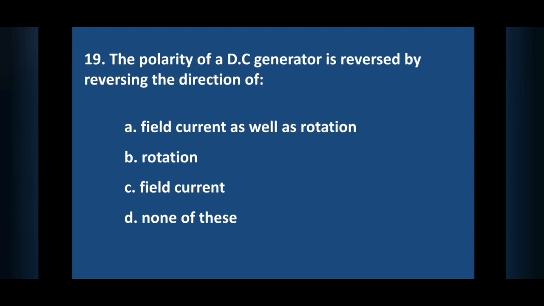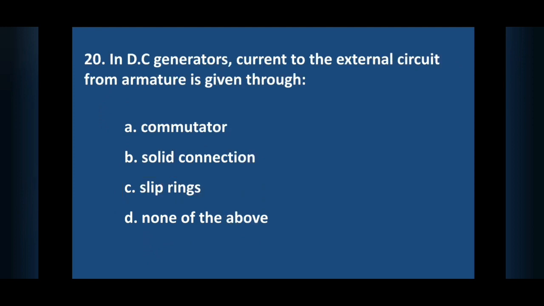Question number 19. The polarity of a DC generator is reversed by reversing the direction of. Answer is option C, field current. Question number 20. In DC generators, current to the external circuit from armature is given through. Answer is option A, commutator.